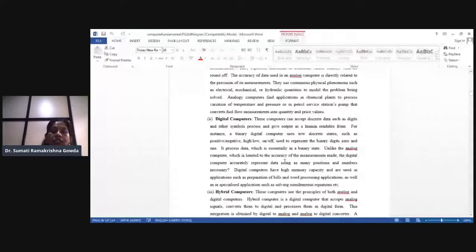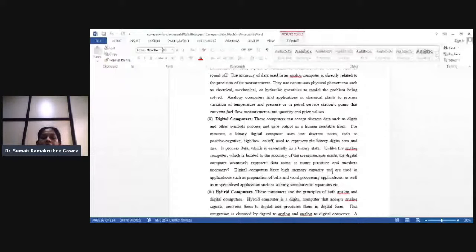Of zeros and ones, so we call it digital. It is used to represent the binary digits 0 and 1. It processes data which is essentially in a binary state. Unlike the analog computer, which is limited to the accuracy of the measurements made, the digital computer can accurately represent data using as many positions and numbers as necessary.